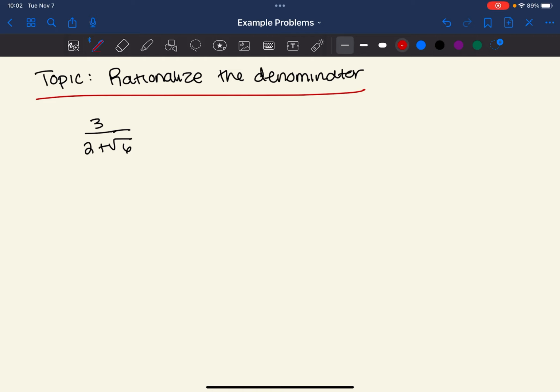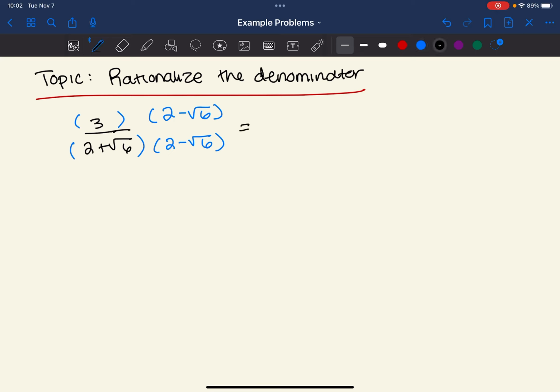So for example, instead of 2 plus the square root of 6, we're going to multiply both the top and bottom by 2 minus the square root of 6. So the only thing we did was change the sign. So we went from a plus to a minus. Once we do that, we're going to simplify the numerator and then simplify the denominator.